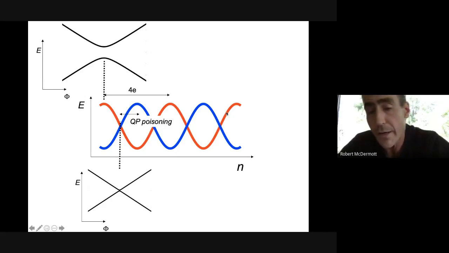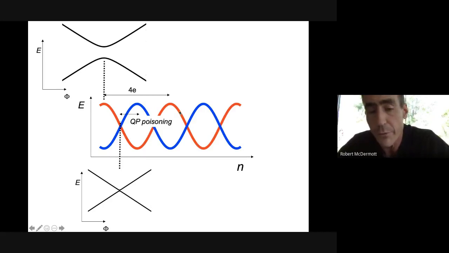On the other hand, I want to point out that if we're biased at half e points, there are some quasi-particle sweet spots where poisoning would, let's say, take us between these two points in this energy diagram, or between these two points, that would preserve the magnitude of the tunnel splitting between our 0 and pi states.